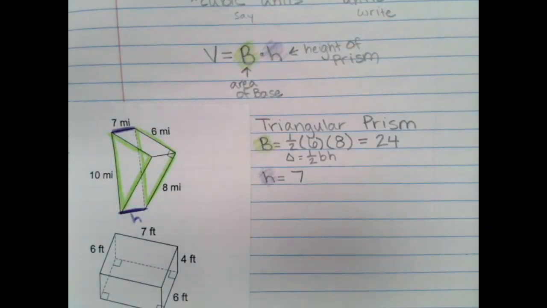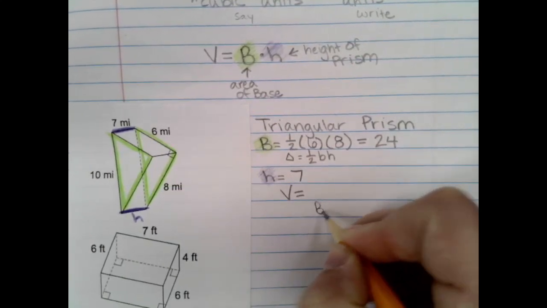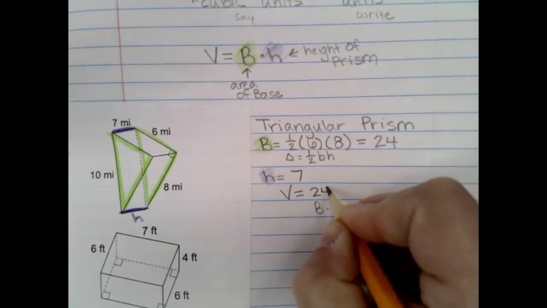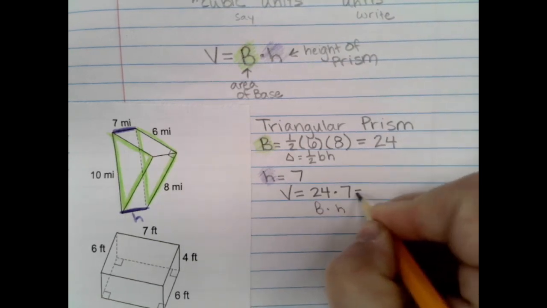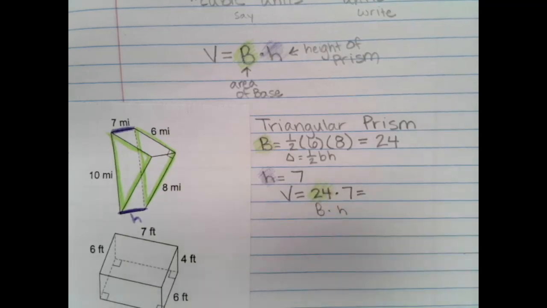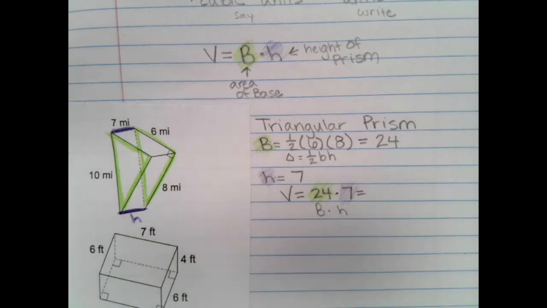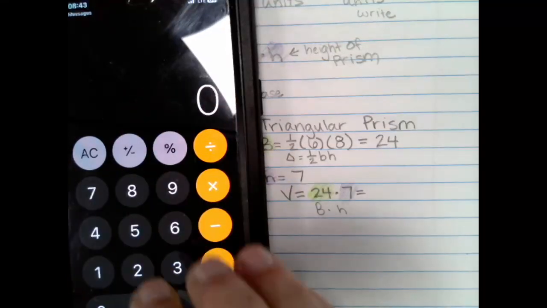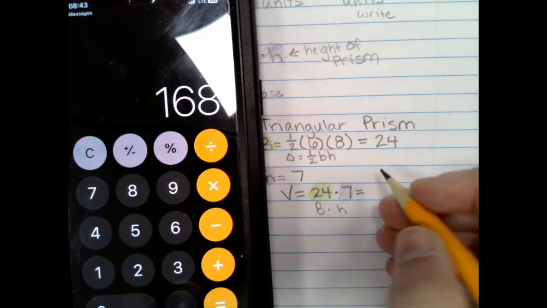So for our volume, we're going to say V equals our base times our height. So our base is 24 times our height, 7. I don't know what that is off the top of my head. Open up my calculator real quick. 24 times 7, 168.